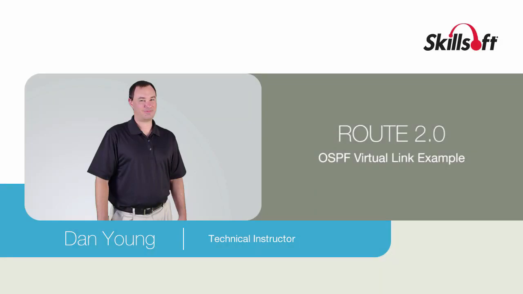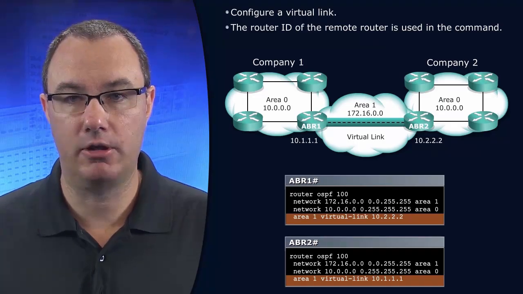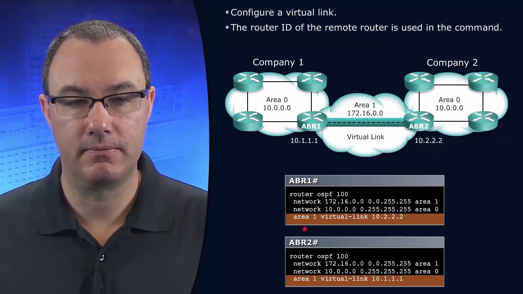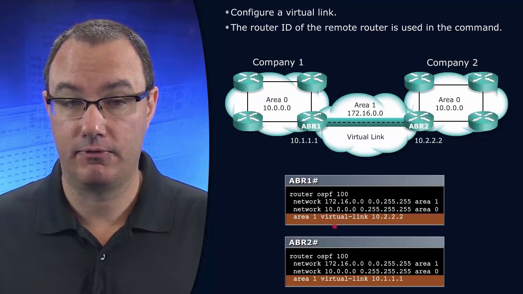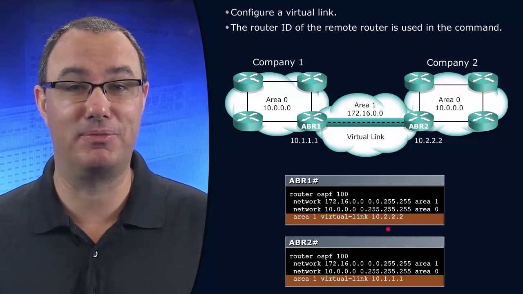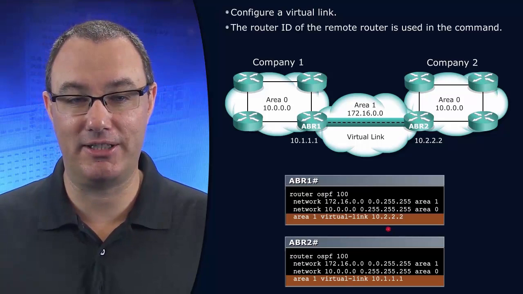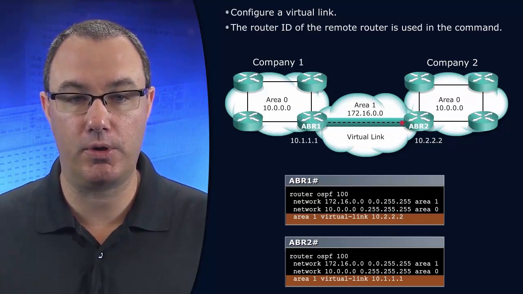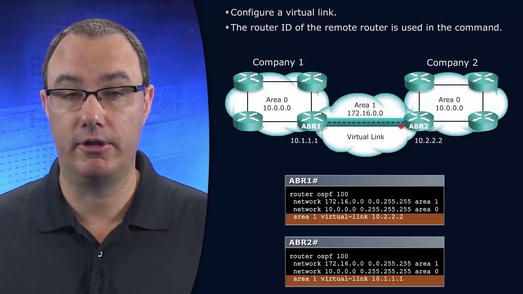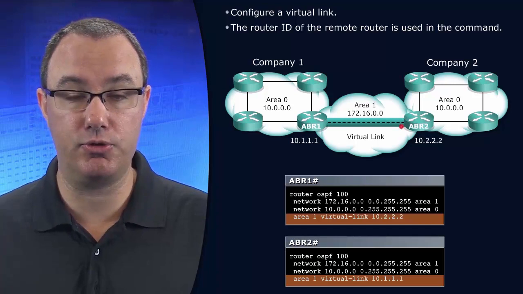To configure an OSPF virtual link, we use the command area, then the transit area, followed by virtual-link, followed by a dotted decimal value. Now, I say a dotted decimal value because you might think that that's just a physical IP address that happens to be on one of the far end routers. Well, it may be, but we have to know it better than that. That's too generic.